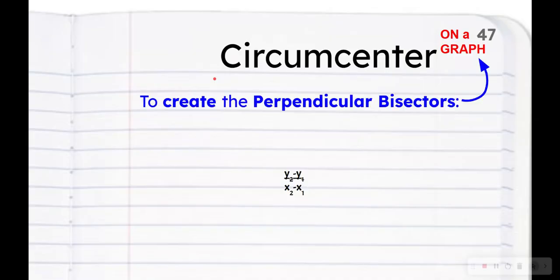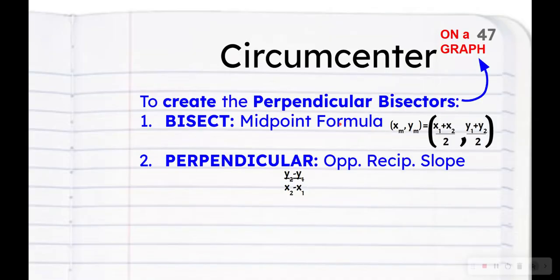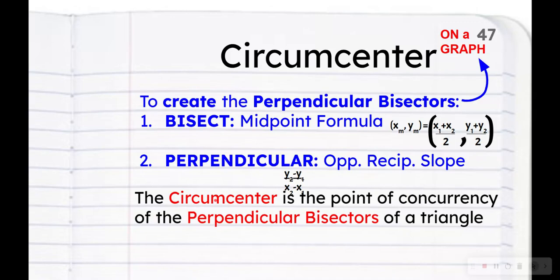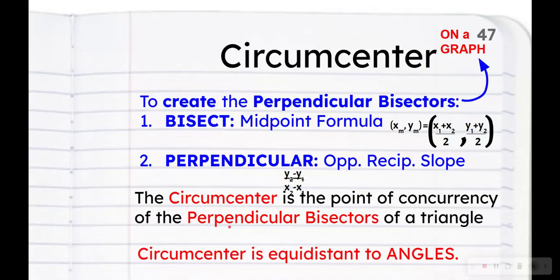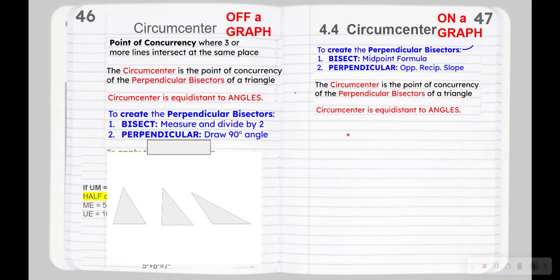Okay, so to create a perpendicular bisector on a graph, you bisect it by using the midpoint formula, not by using a ruler. And then to find the perpendicular line, you have to have the opposite reciprocal slope. So first you actually have to find the original slope. Remember, the circumcenter is made of 3 perpendicular bisectors. So you need to do that for each side of your triangle. And then once you find that circumcenter, it's equidistant to the angles. So your homework tonight, I'm going to ask you to do this and then use the distance formula to prove that it is equidistant to the angles.